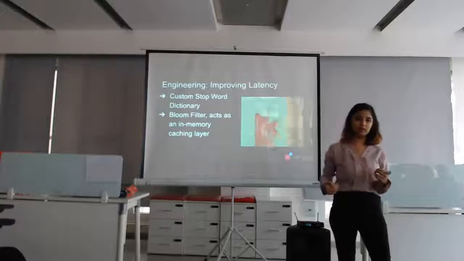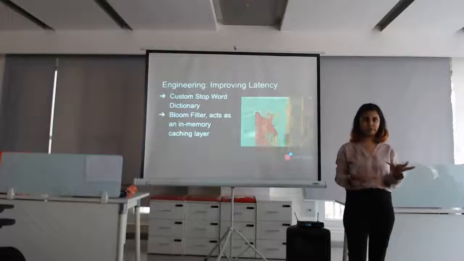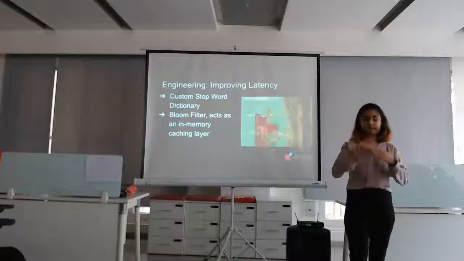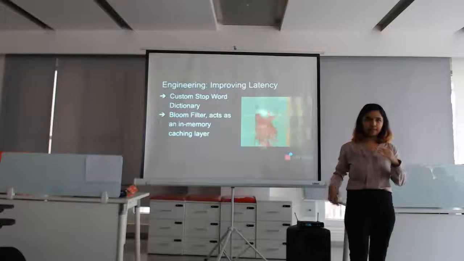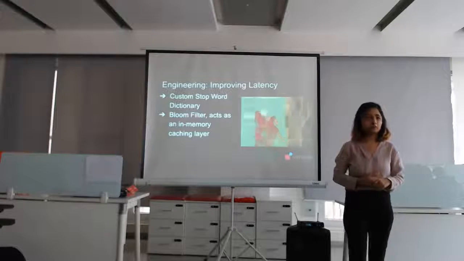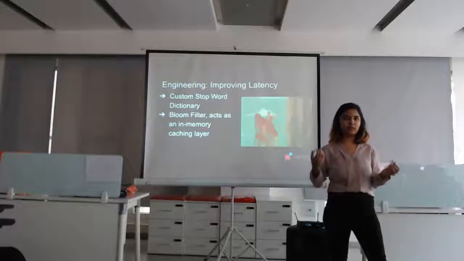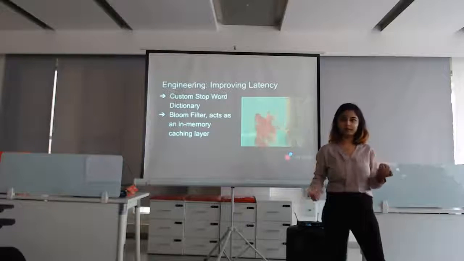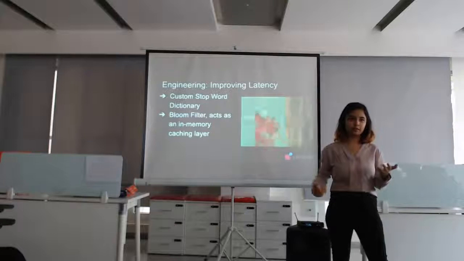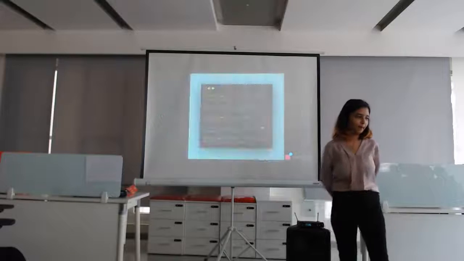So we created a stop word dictionary here. And every time these words came into the input string, they were detected before it even hit the model. And for the names, we had a Bloom filter, which is a probabilistic data structure. We had around 2000 most frequently used names. And whenever one of those names came up, it was again predicted before it even hit the model.